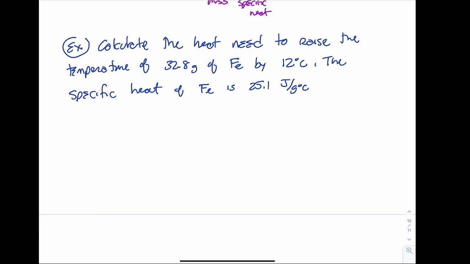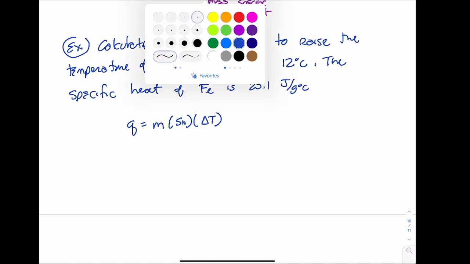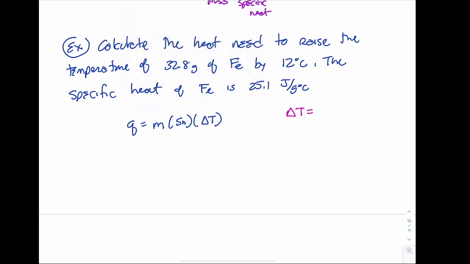So we're solving for heat, that's going to be Q. I'm just going to grab this equation from the back of our periodic table. We know that Q is going to be equal to M, which is representing mass, multiplied by my specific heat, multiplied by my temperature change. And we're given all the information for this one, right? I'm not given the temperatures, I actually am given the temperature change. So my temperature change is going to be 12 degrees. So delta T, 12 degrees Celsius, right?